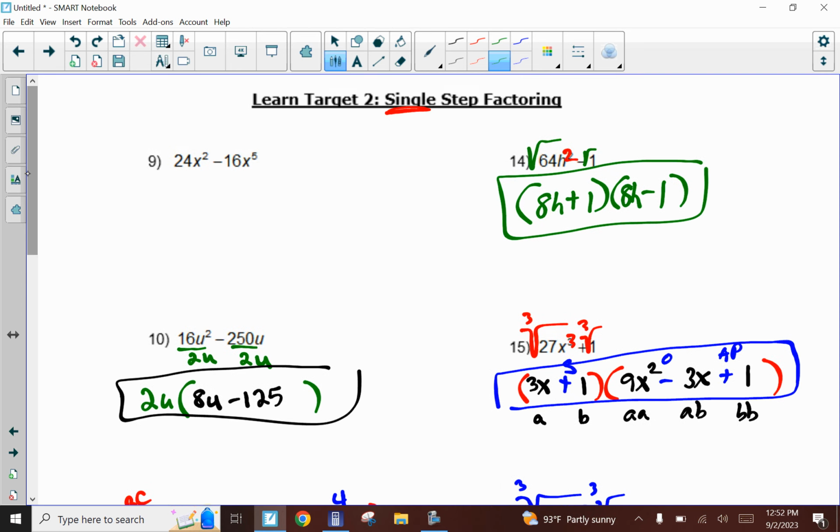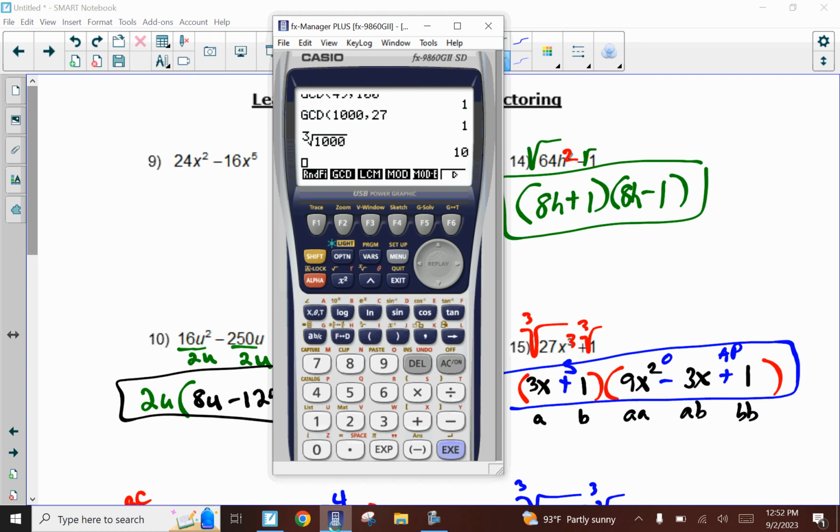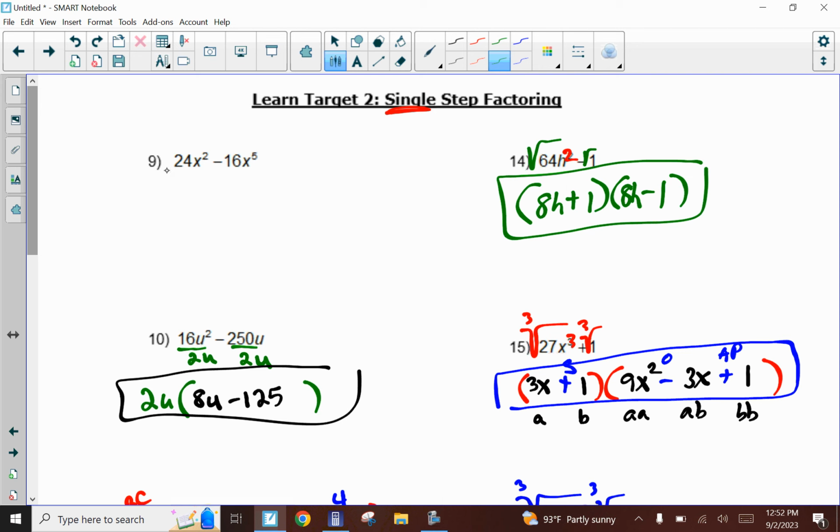Okay, the last one. This one has a 2 and a 5, so it doesn't look like that's going to be any of our special ones, so I'd probably check the GCF. So let me do the GCF between 24 and 16, and that's going to be 8. So we should be able to divide both of these by 8. And they both have letters, so I'm going to take out the lowest exponent. So I'm going to have 8x squared in the front.